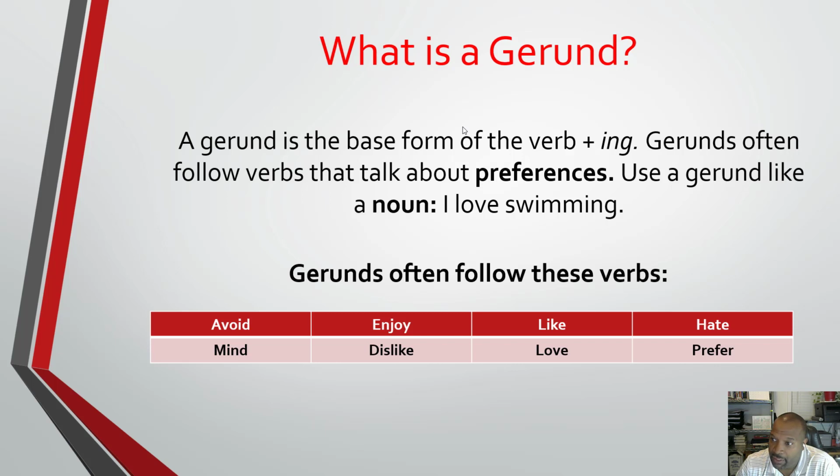We're thinking about it as part of speech. So the gerund is like a noun. The example is I love swimming. So I, the noun, love. Love is the verb, and that tells about our preference. I love swimming. Swimming is the swim plus ing, but it's now a noun. It's a thing.